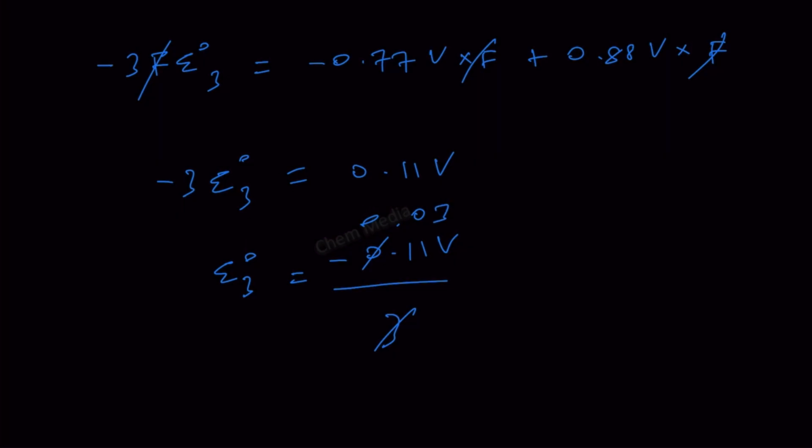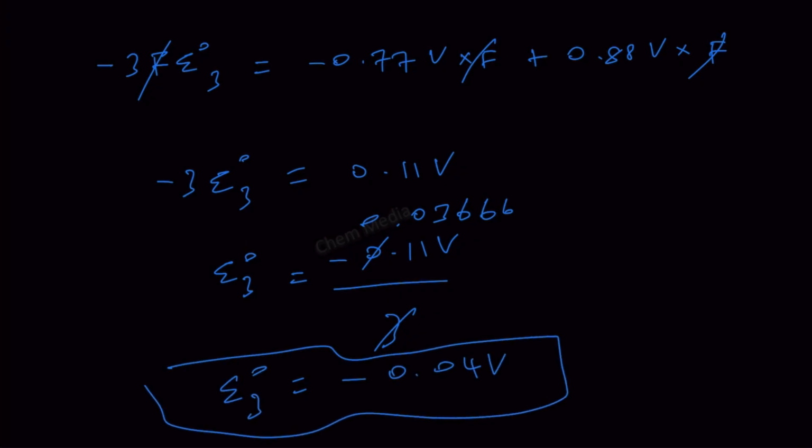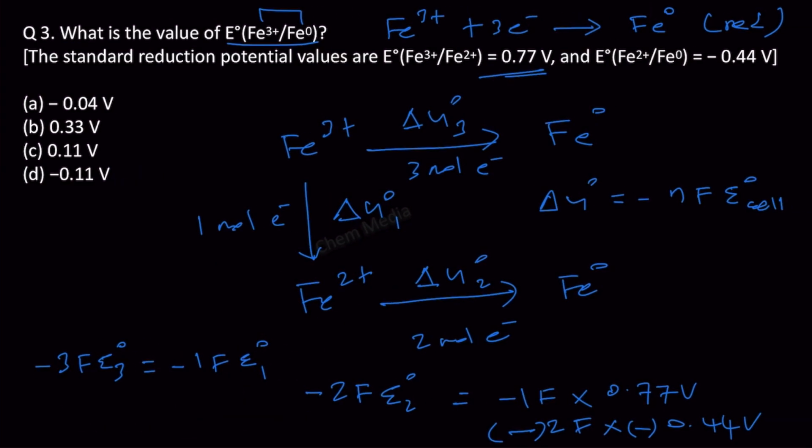So 3 remaining 2. We can't divide once again, put a 0, it would become 20. So 6 times 3 is 18, therefore 6 remaining 2. So this will keep going. Therefore this will be equal to minus 0.04 volt. Therefore E3 standard is equal to minus 0.04 volt. So this means option A is correct.